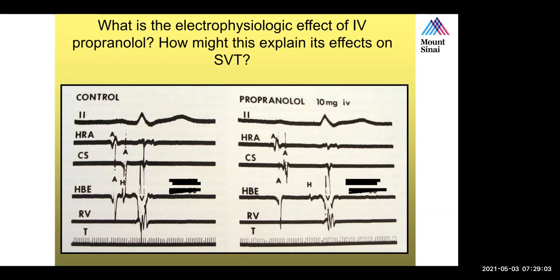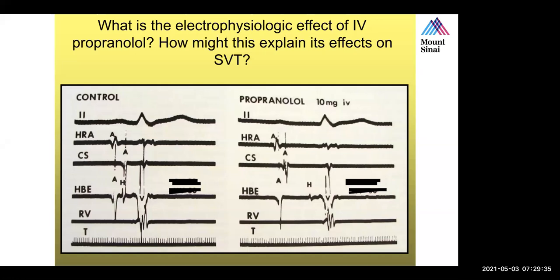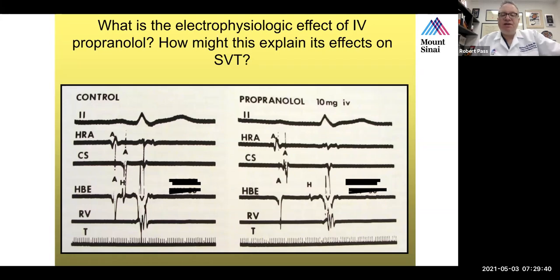So if I look at the surface ECG lead 2, the control and one with propranolol 10 milligrams IV, looks like the PR interval has increased, and that reflects in the increased AV interval in both HRA, coronary sinus, and then the AH interval is clearly increased in the HIS bundle. So where is the block, or where is the? So block is at the level of AV node. Correct, exactly. So this is a nice demonstration.